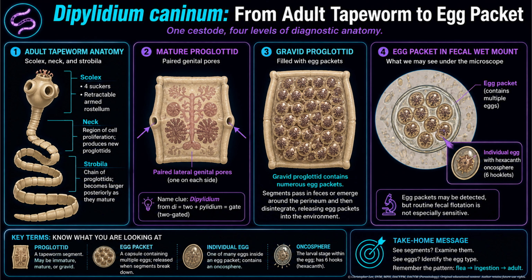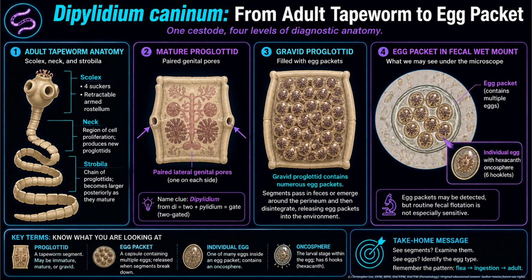As the segment becomes gravid, it fills with numerous egg packets. The gravid proglottid is not itself an egg packet. It is an entire tapeworm segment containing many packets. When that segment breaks down, the packets are released. Each egg packet contains multiple individual eggs. Within each egg is a hexacanth oncosphere, named for its 6 embryonic hooklets.